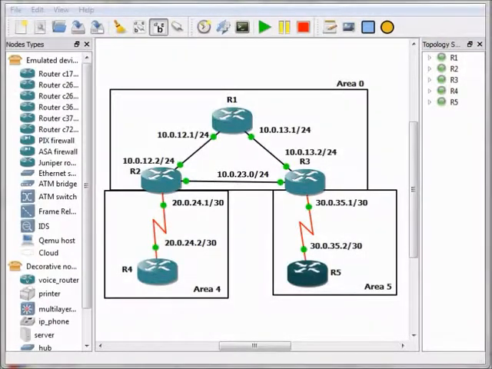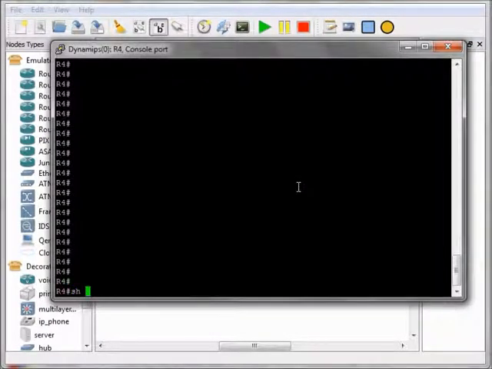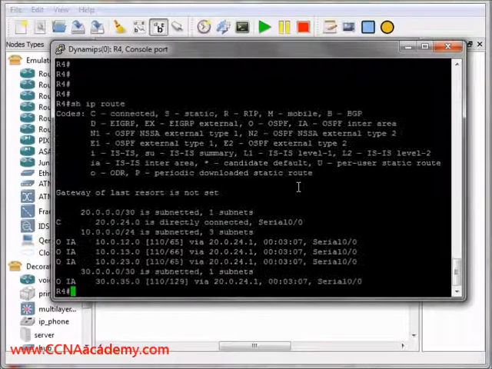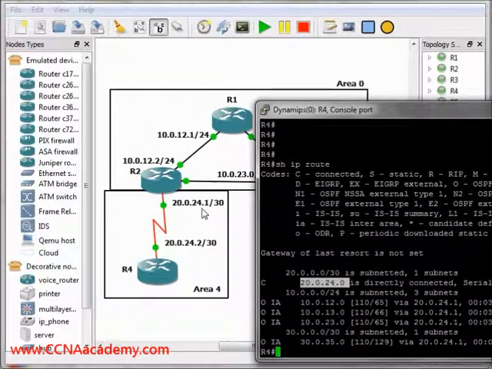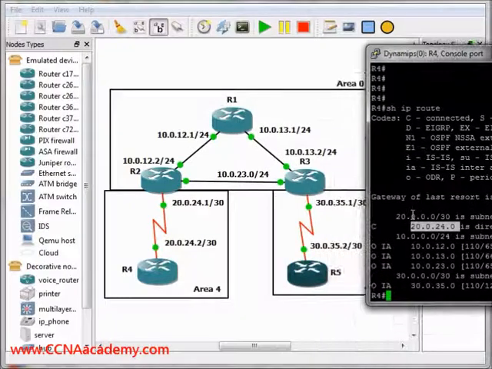Let's also enter to router 4 and show IP route. Let's see the routing table. Router 4 is only connected to one network, which is 20.0.24.0, which is directly connected to router 4. Now router 4 knows about all other networks.